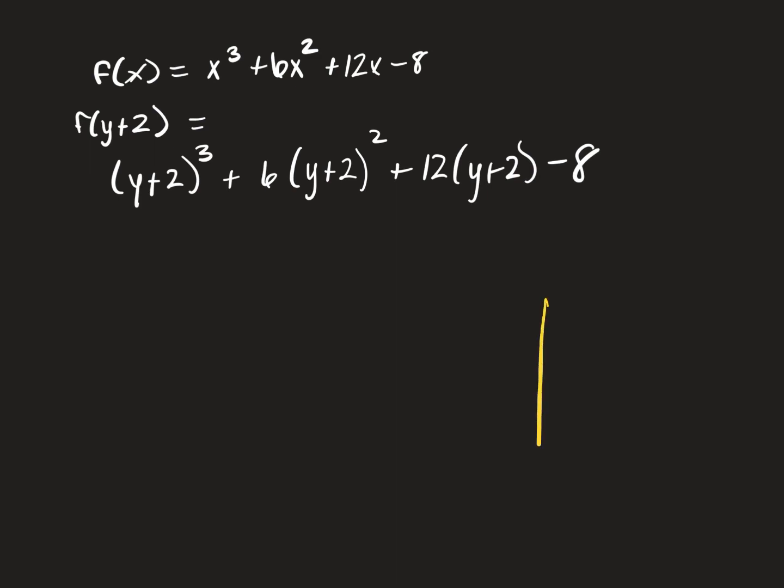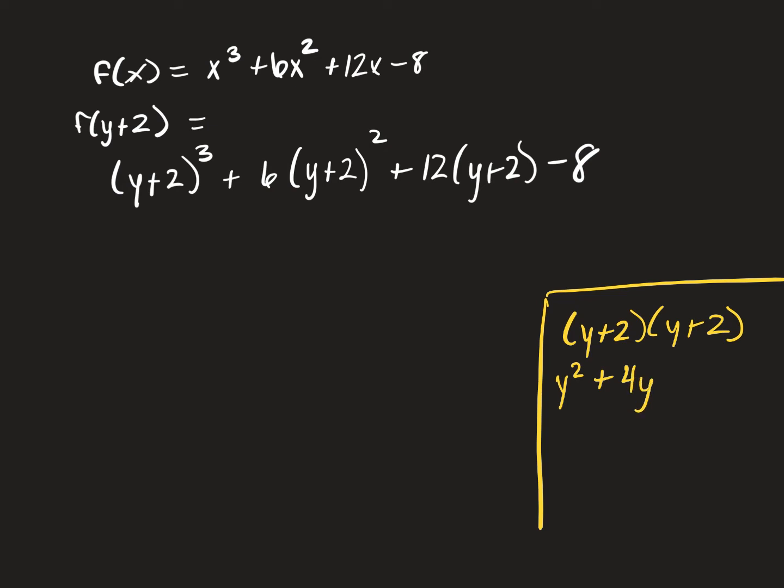I'm just going to kind of sidebar over here, right? So y plus 2 times y plus 2 gives us y squared plus 4y plus 4. Okay, so that's going to become this. Right, and we can use this now because we already multiplied 2, so to cube it, we have to multiply another one. So, let's go ahead and do that.